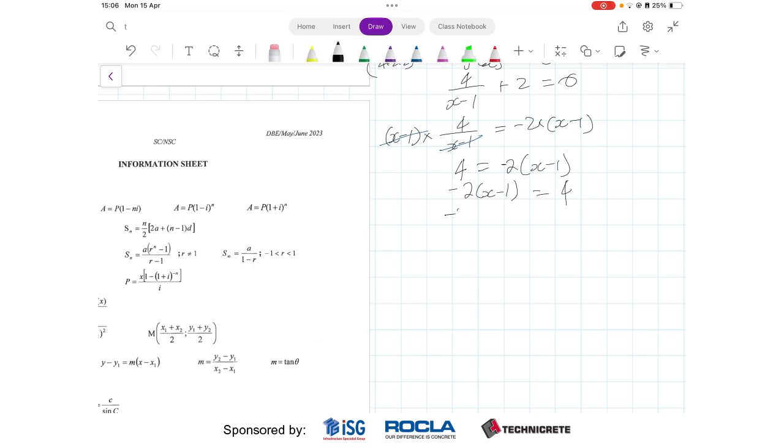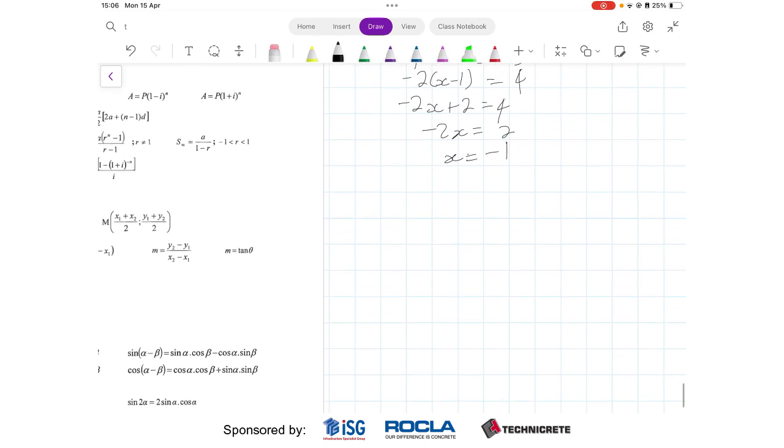Expanding my bracket gives me minus 2x plus 1 equals, plus 2. This should be a plus 2 equals 4. And minus 2x equals 2. X equals negative 1. And that is our x-intercept.